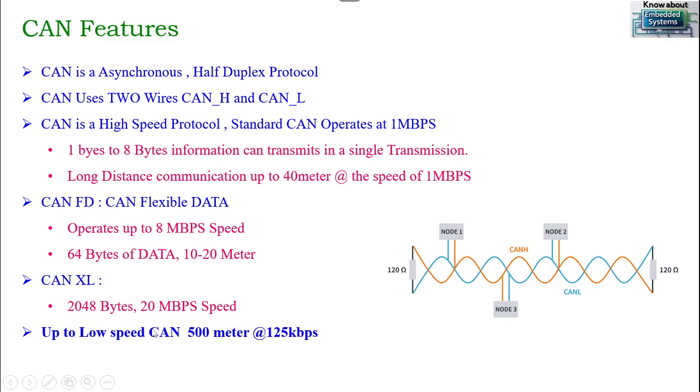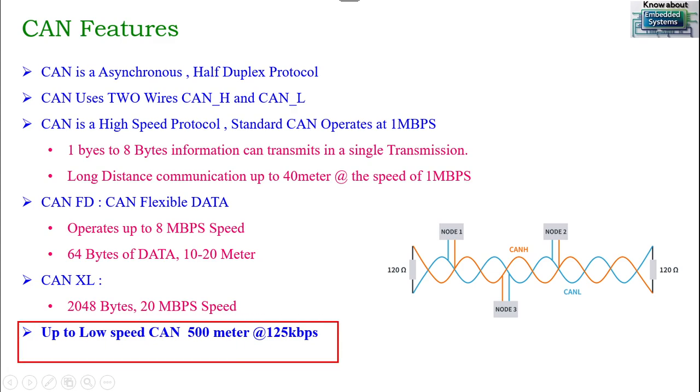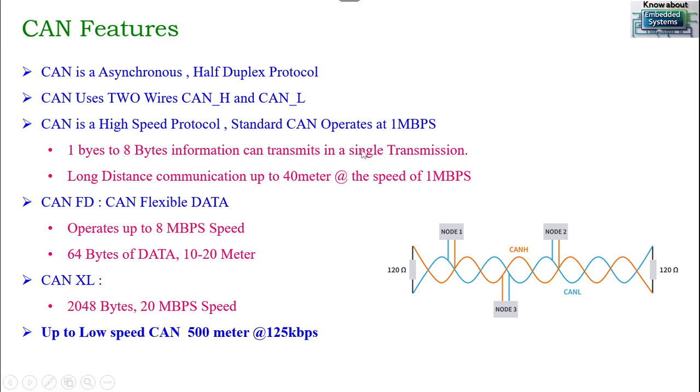Because of these reasons, CAN is used in the automotive system. And you can see the last point as well here. We have low speed CAN as well. This low speed CAN is able to transmit at 125 kbps, and it can cover up to 500 meters of distance. So CAN will support high speed, low speed, medium speed, and very high speed. Because of this nature, we're going to use CAN in our automotive system.